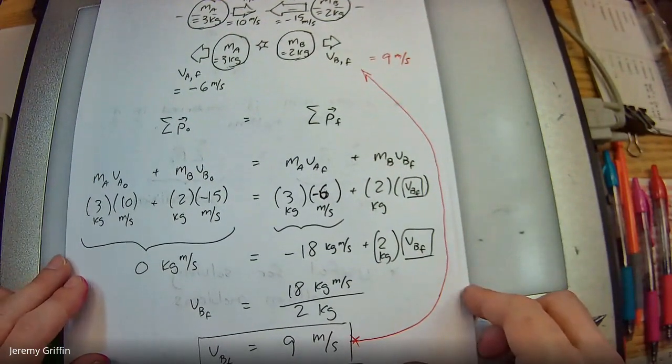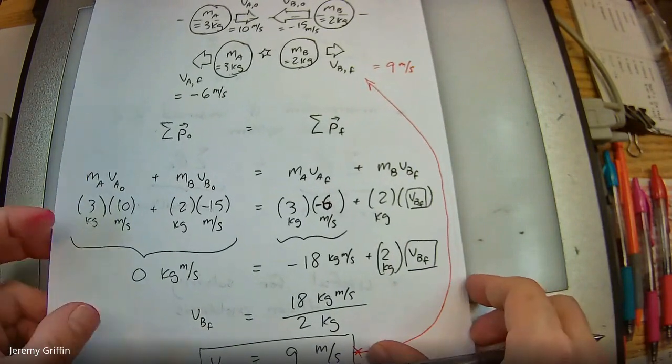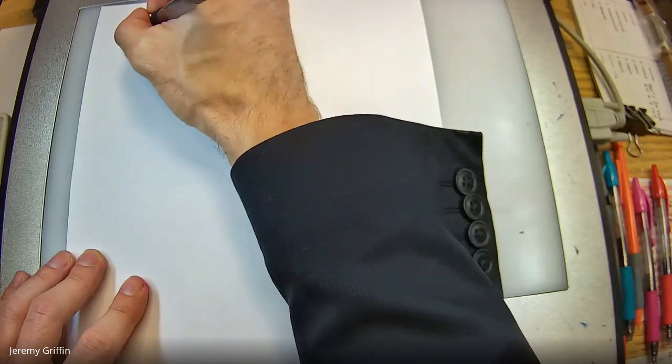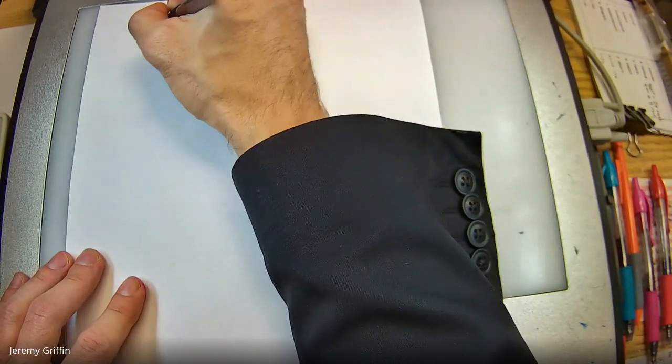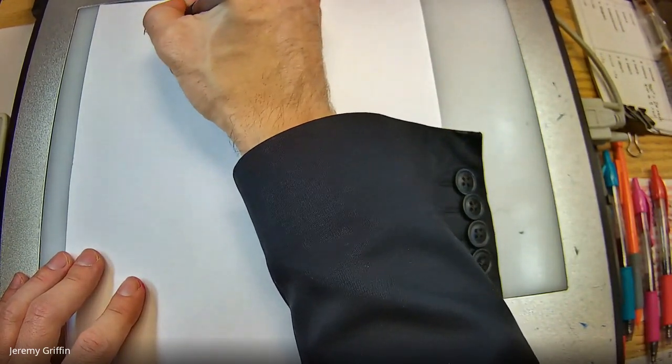9 meters per second. Okay. Let's do some energy accounting on this. What is the initial versus final kinetic energy? So kinetic energy, let's say pre-collision.